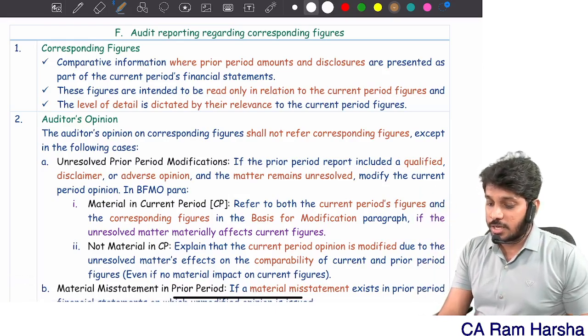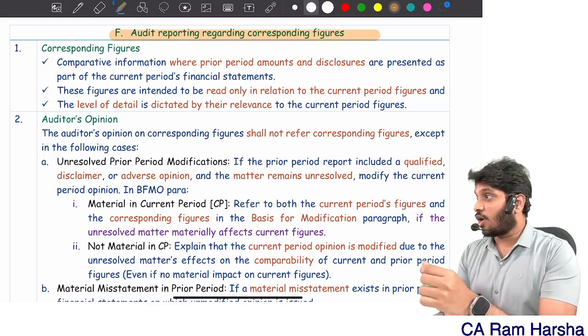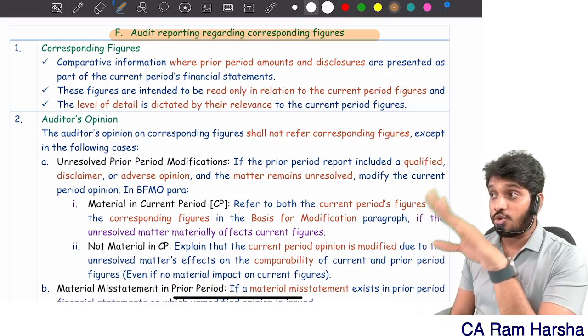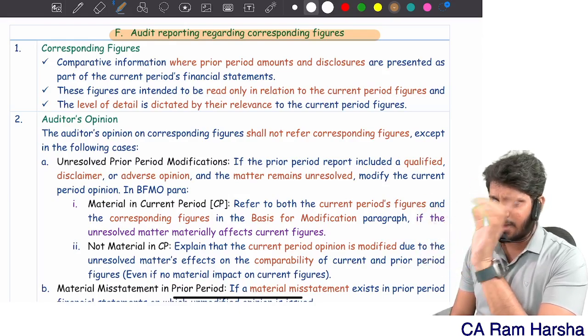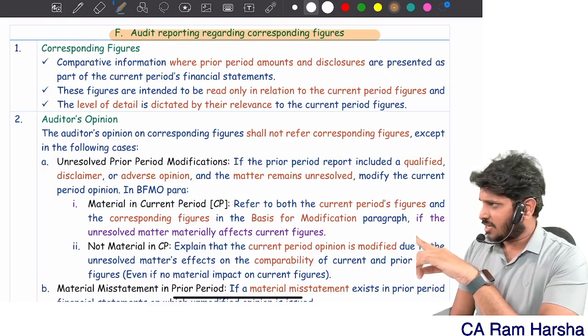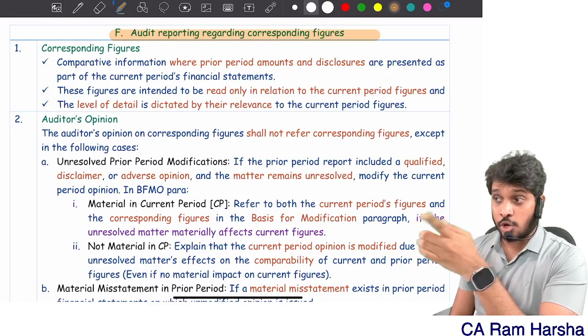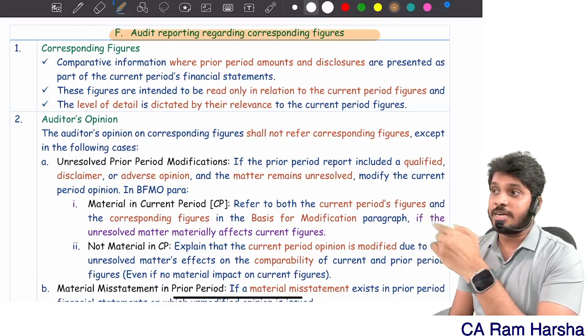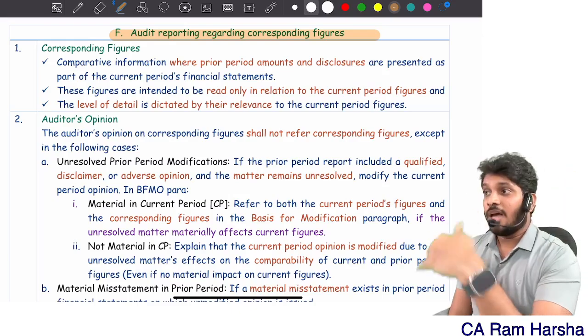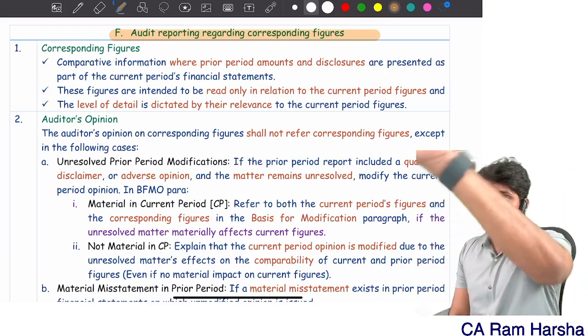Audit reporting for corresponding figures. What is the audit reporting? Now we understood what to do if comparative information is there. Very simple. If comparative information is there, is it properly classified? Matching with last year? Yes or no? And is there any material misstatement? If so, I will apply the 560 procedure. Then I will get the 580 representation. For prior period items I will get a representation. Over.